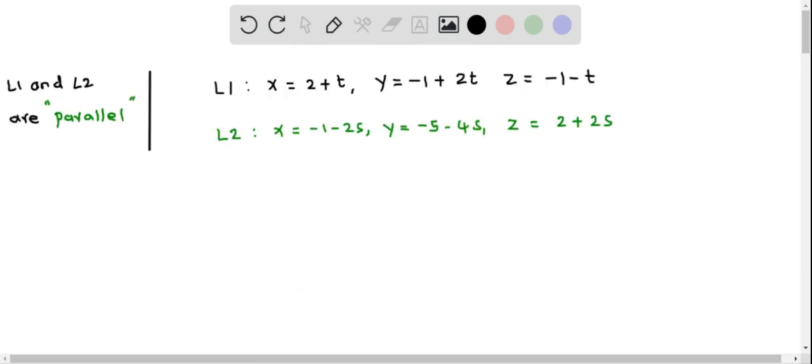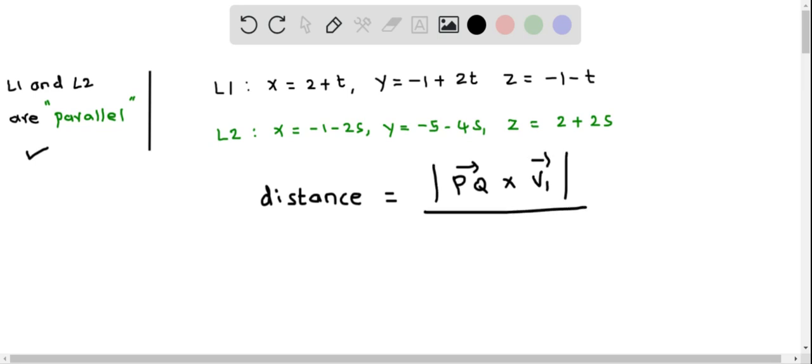Now that we determined that the lines L1 and L2 are parallel, we'll find the distance between the two lines. So I'm going to write down the formula to find the distance between the two lines. We see that the distance between the lines equals the magnitude of the cross product of the PQ vector and the V1 vector, divided by the magnitude or the length of the V1 vector.